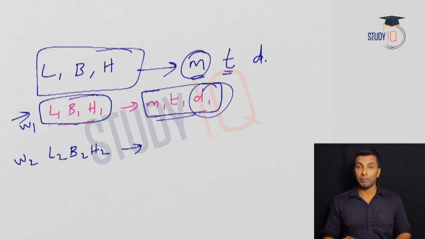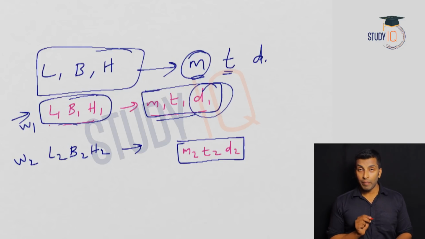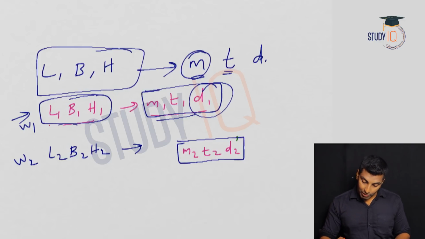To do this work, now the question will be here. Okay, what all things do you need? You need M2, T2 and D2 obviously. The question will be related to one among these. They will give you M2 and T2.